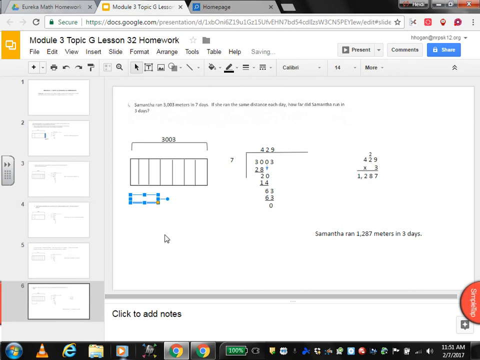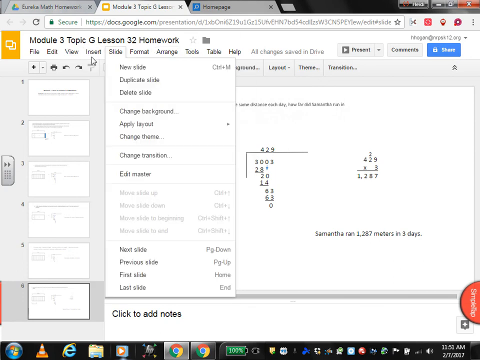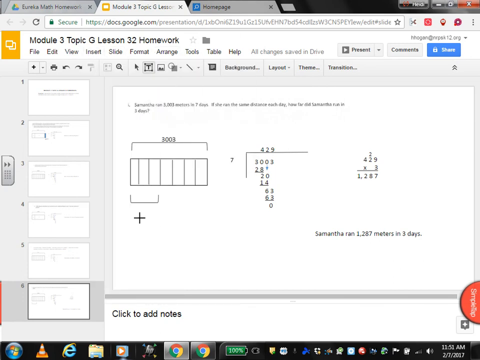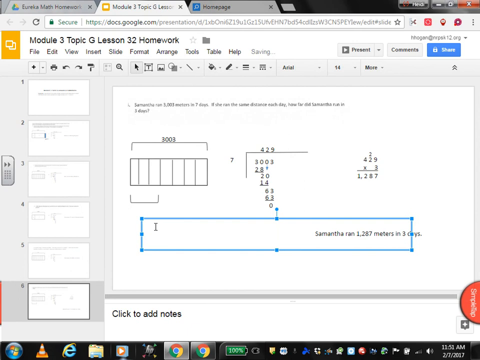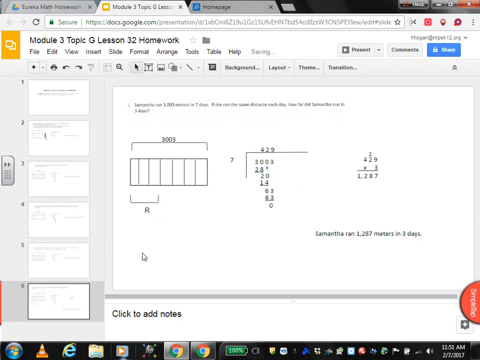You want to know how far she ran in 3 days. So we're going to insert a text box, and let's see, R for ran. How far did she run? Okay, that's our variable. So first we have to figure out how much she ran each day. So we have to divide the total distance by 7.